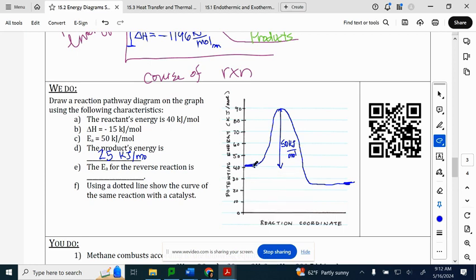This value for my delta H is going to be 25 kilojoules per mole. And that would equal my delta H. That's a delta, believe it or not. Delta. This is my EA, E sub A. All right, the activation energy for the reverse reaction.